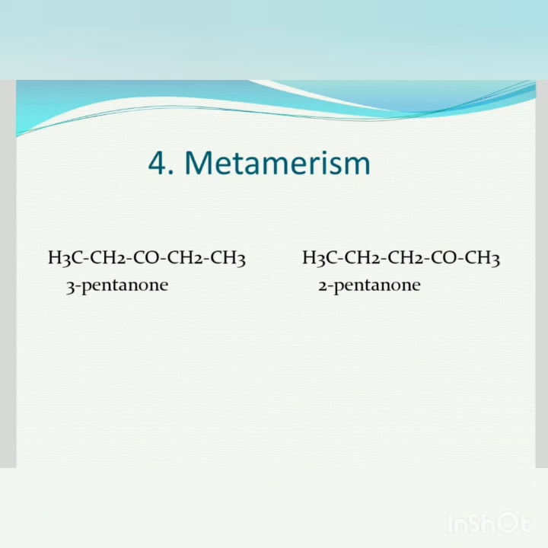So here the compounds have the same molecular formula, but the alkyl groups attached to the C double bond O functional group are different. In the first one we have two ethyl groups. In the second one we have two different types, a methyl group and a propyl group. So these compounds are known as metamers, and this phenomenon is known as metamerism.